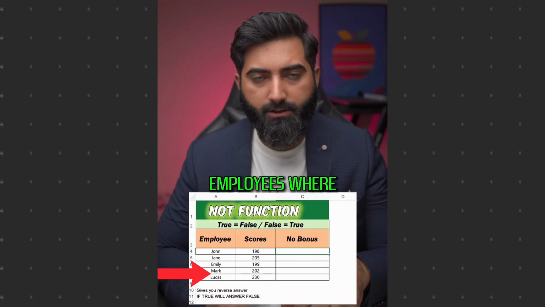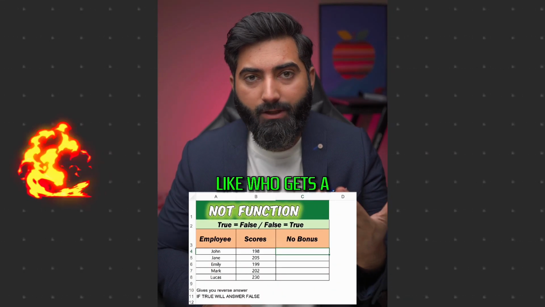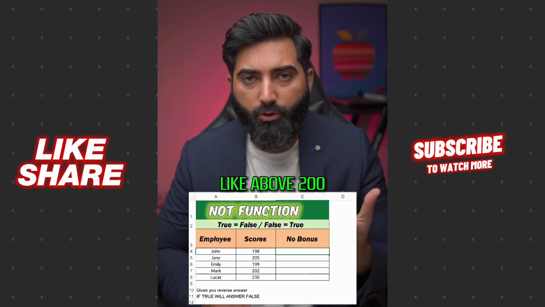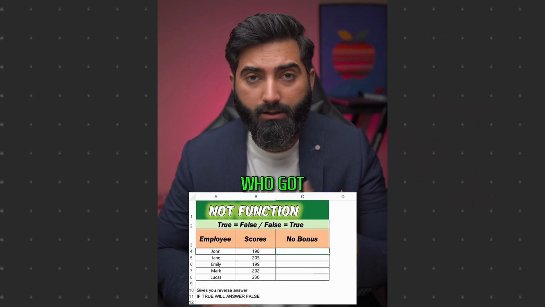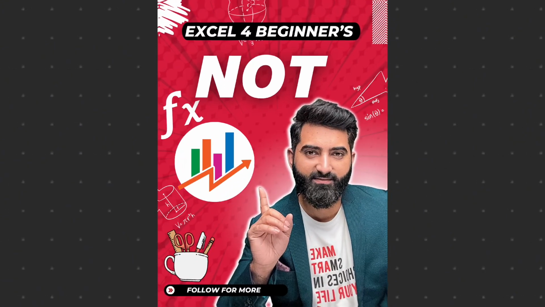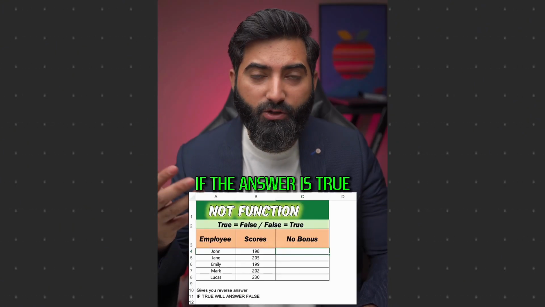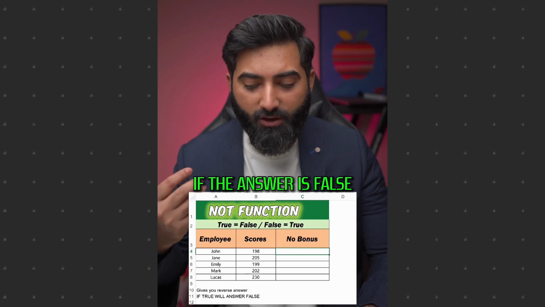I have data of employees where I want to give some bonus, again based on scoring. Whoever gets a score above 200 will get a bonus, and whoever got less than 200 will not get a bonus. But I'm using the NOT function. The NOT function is very tricky because it gives you the reverse answer. If the answer is true, it will give you false. If the answer is false, it will give you true.